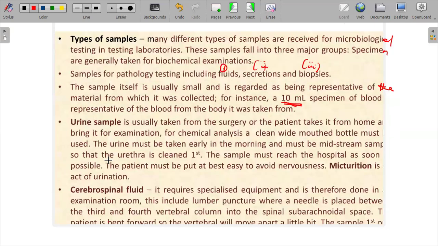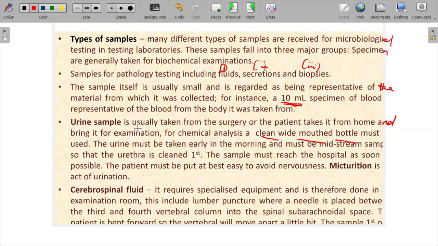So you've got a urine sample, which is usually taken from the surgery, or the patient takes it from home and brings it for examination, as examples of samples that we can talk about. I'm sure that you know, for example, that pregnant mothers often get urine tests. The urine can be taken from the surgery, or the patient can take it from home and bring it for medical examination or chemical analysis. In regard to that, we also need to understand that a clean wide mouth bottle is used.